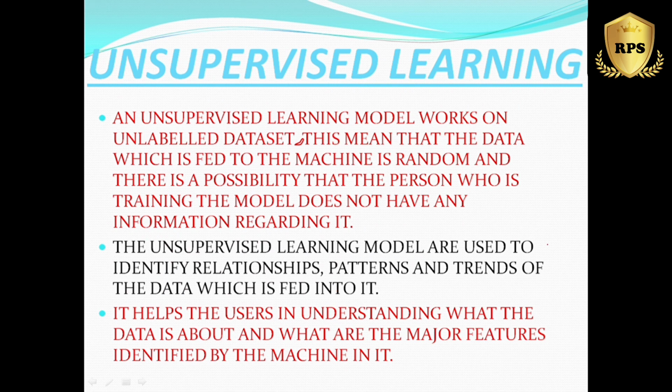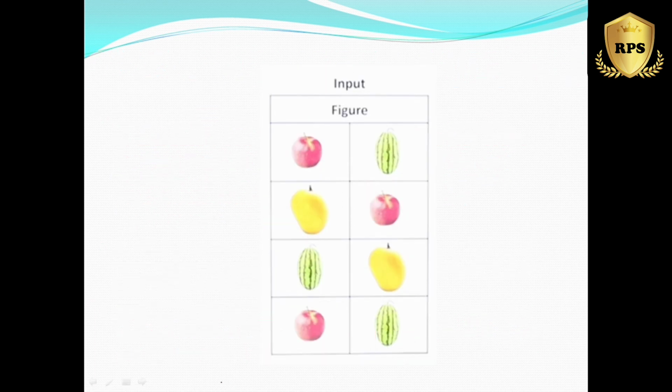Unsupervised learning models are used to identify relationships, patterns and trends in the data which is fed into them. It helps the user to understand what the data is about and what the major features identified by the machine in it are. So this is the input by our user. That's why he or she uses an unsupervised learning algorithm, because they do not have an understanding of what the thing is.